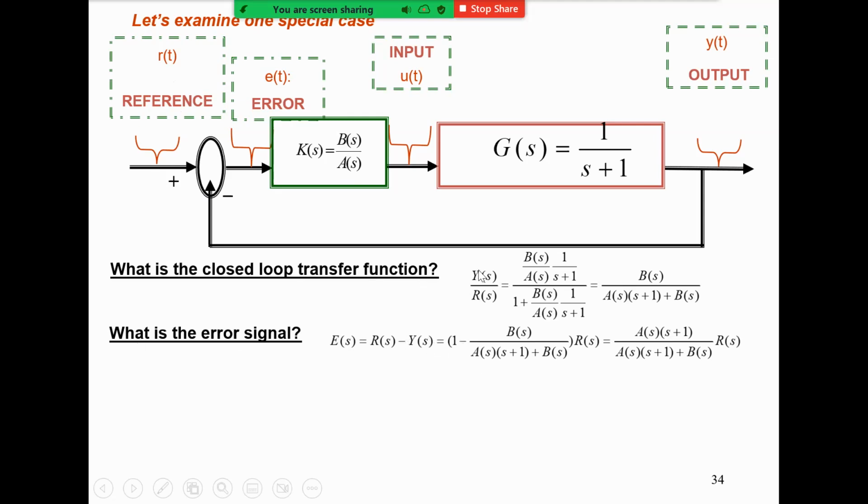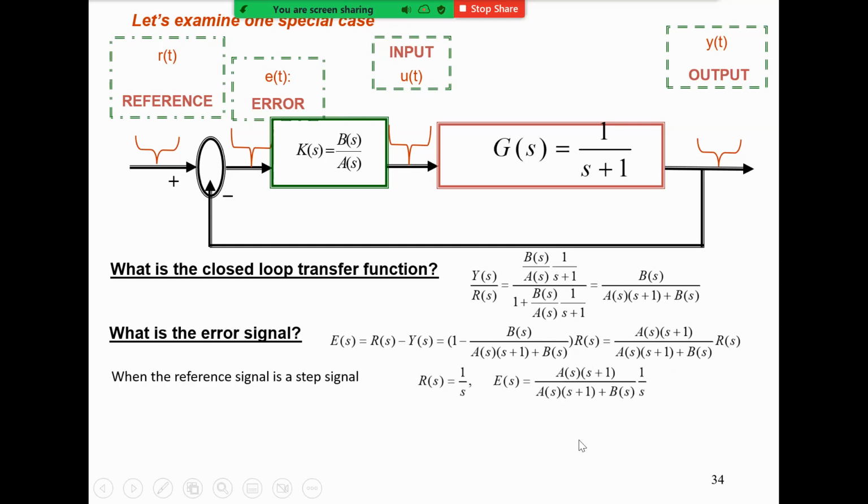So, we know what the output is. The output is this transfer function times R. So let's evaluate this: R minus the transfer function times R, and then we end up with this expression. This will be the error signal.